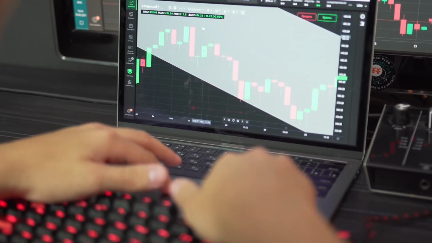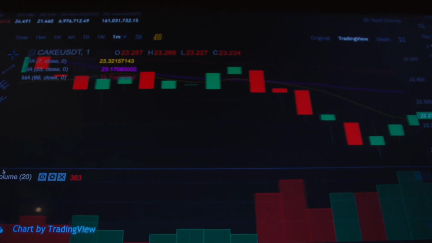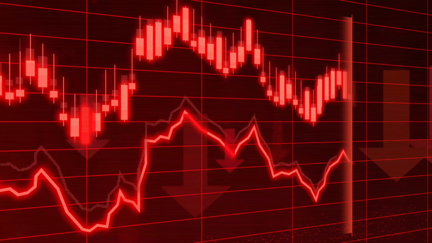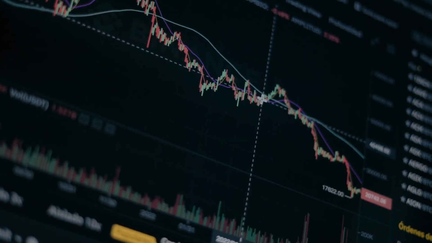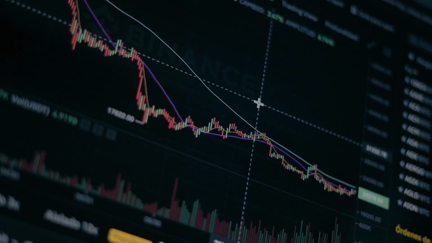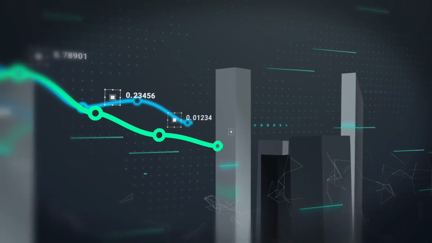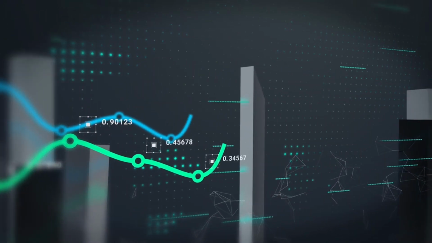Each candle represents a specific time frame. The longer the candle, the bigger the move. Also, the volume matters. If the price is moving with low volume, that means the move might be weak. On the other hand, strong volume gives the trend more credibility.